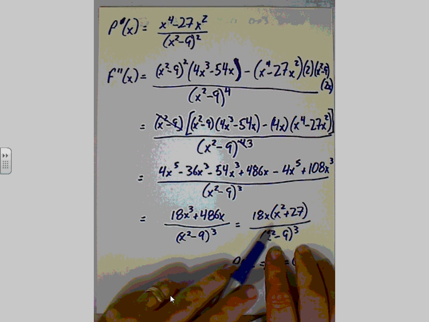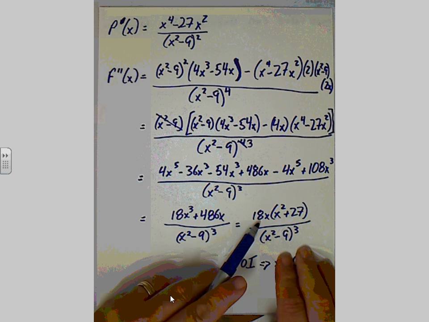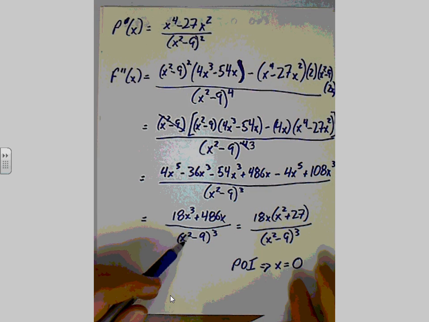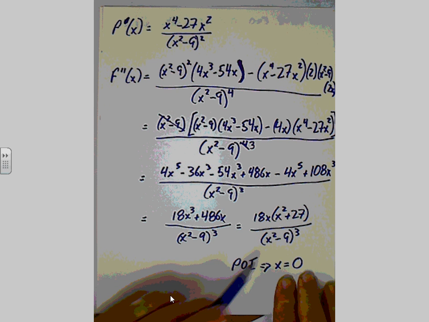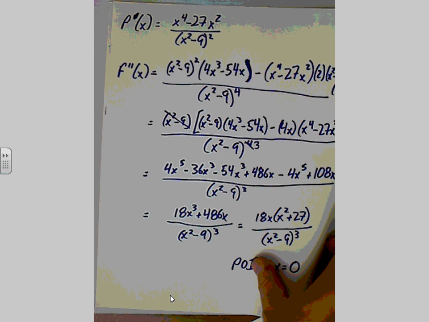The x squared plus 27 is never going to equal 0. So the only thing that works out is 18x equals 0, and so x is 0 is the only new point that we've picked up. The plus minus 3 we already had way back when. Okay, let's get to the intervals.